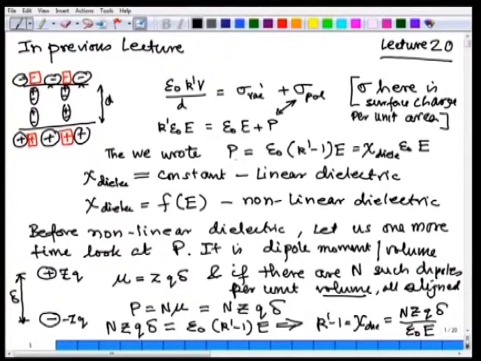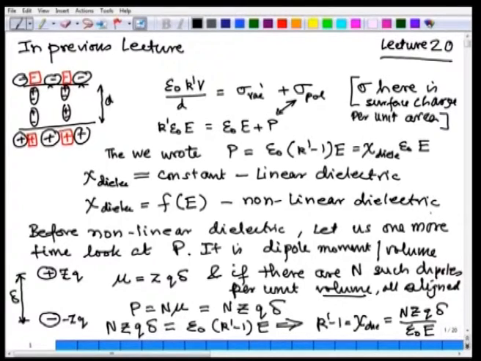However, if P is not exactly proportional to E, though we are trying to make it proportional, in those cases it is traditional to write it as if it is proportional, but make this quantity itself a function of the electric field. So if this dielectric susceptibility is a function of electric field itself, then it's a non-linear dielectric. That's what we are going to do in this lecture. That's where we had left last time.